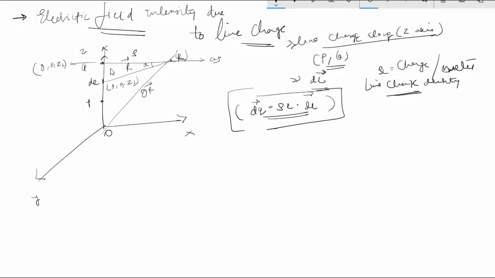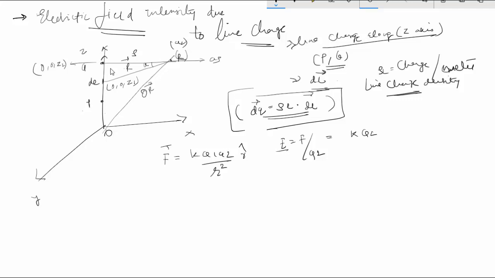My equation for force is equal to k q1 q2 divided by r square into the r vector, and my equation for electric field intensity is equal to force divided by q. I will be having only one charge here, so I am considering q2 to be my test charge, which is located somewhere here. Again, that will give my equation as k, and the charge will be the line charge density.